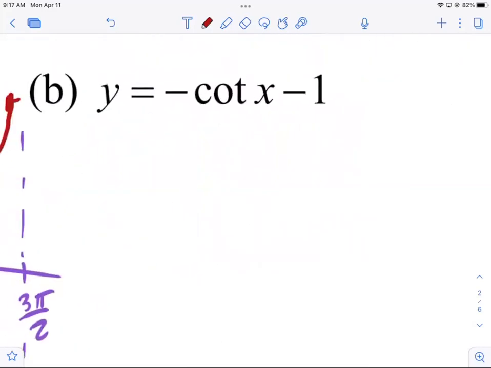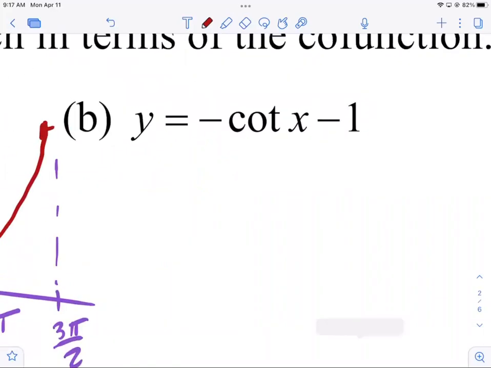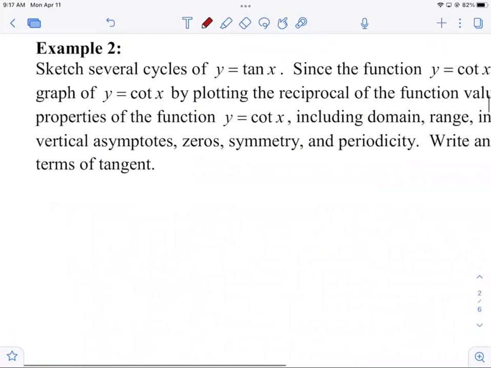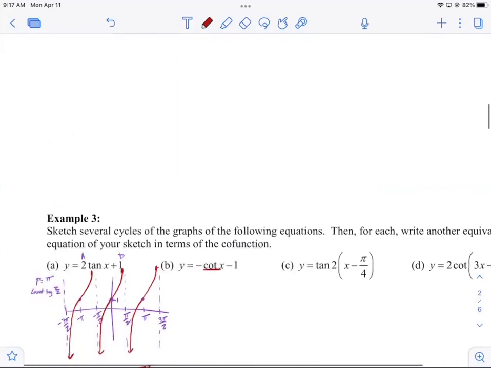Hey, what's this fella? Look at this. Uh-oh, cotangent. Have we met that guy yet? No. Hi. All right, we better meet cotangent. Let's come up here to example 2.